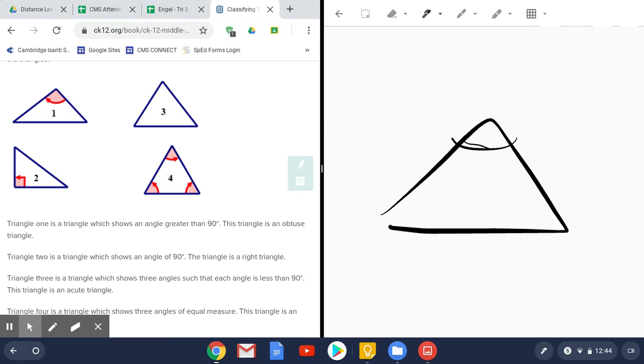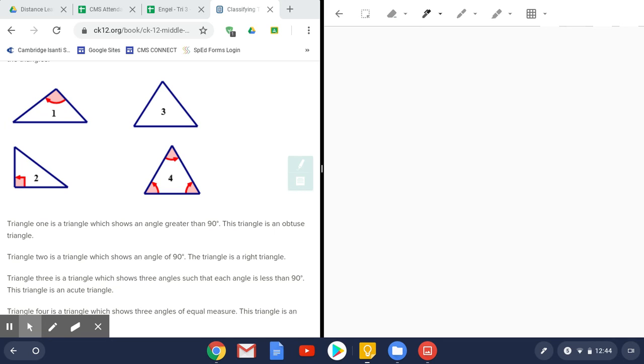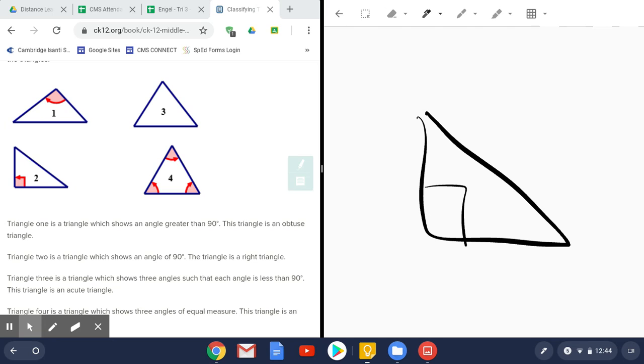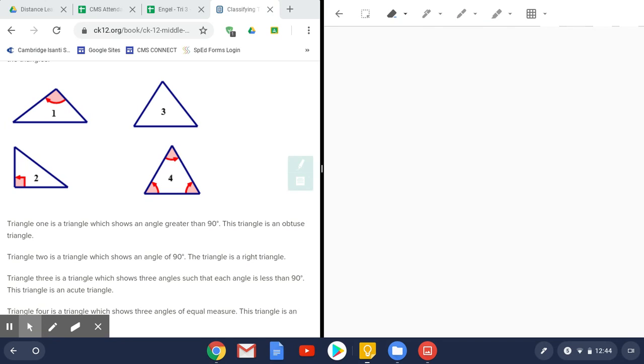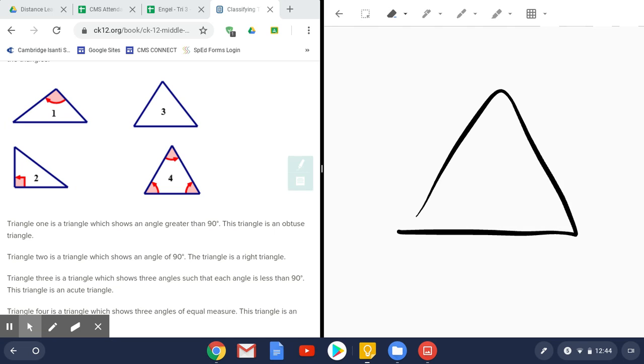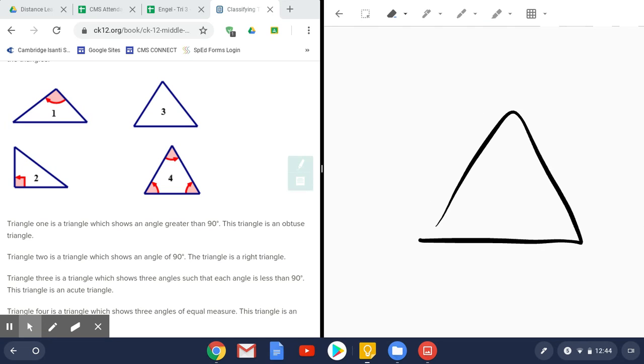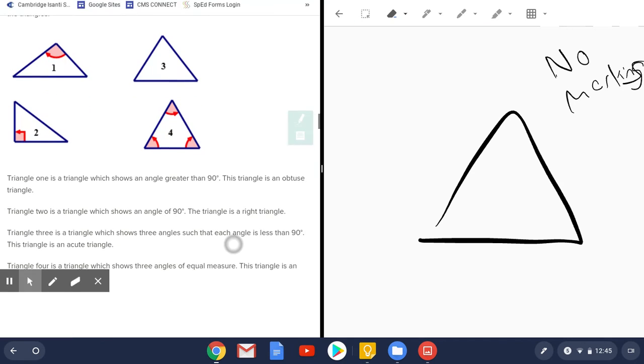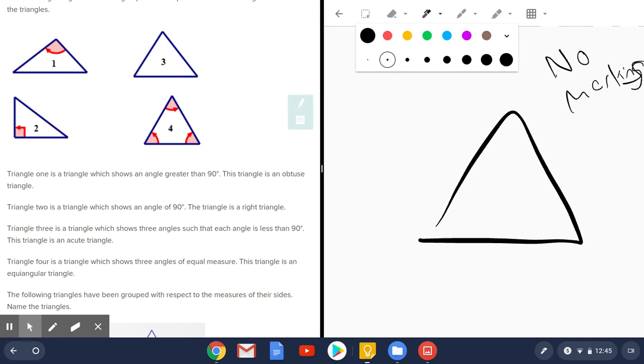Angle 2, you can see, let me just clear the page here. Angle 2, we have this little sign right here. That means it is a what kind of triangle? It has that sign. That would be a right triangle. Nice job. Angle 3, you could see, has no markings. If it has no markings for its angles, that would mean that they're all less than 90 degrees. So that would be an acute triangle.